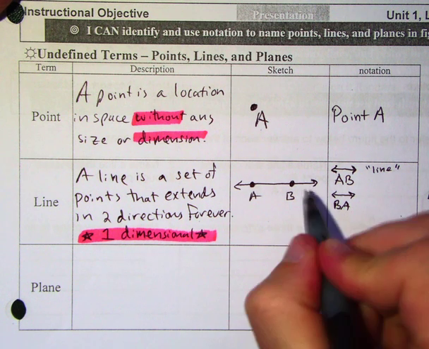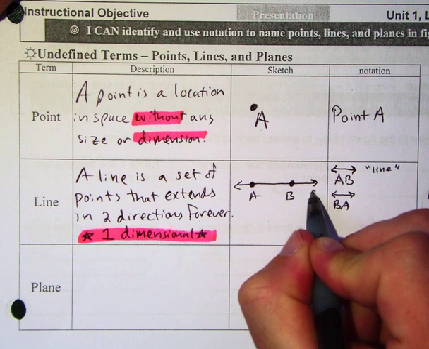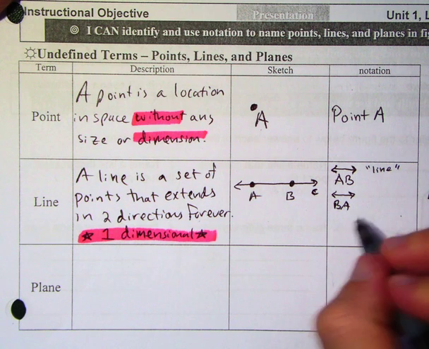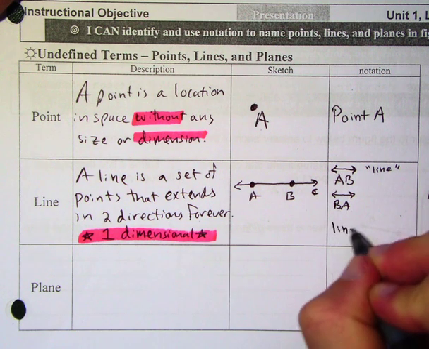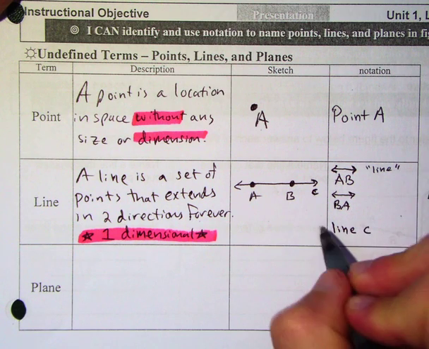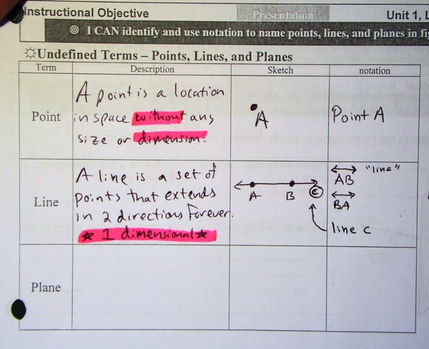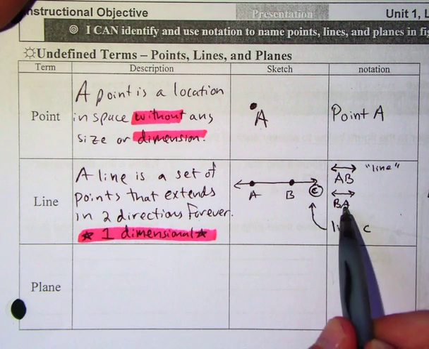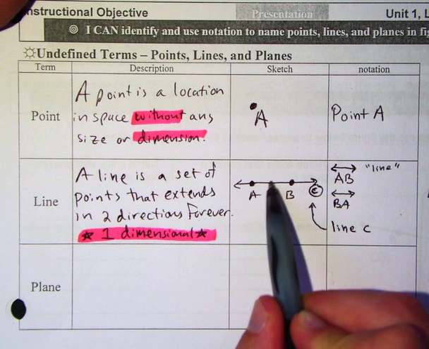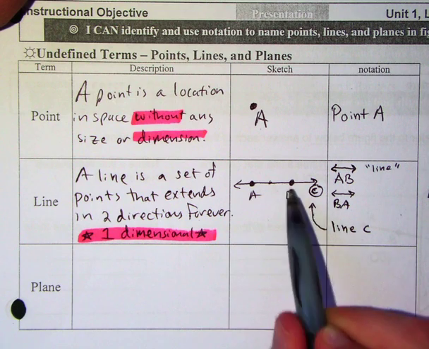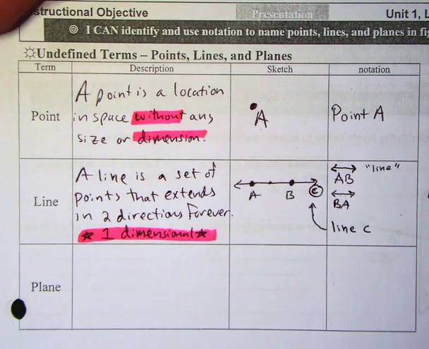There's one last little way. I can put a little lowercase letter at the very end of the line, and I can write line, in this case, C. I can name it with a single lowercase letter. So any of these ways names a line. Do not use 3 points, even if I put another one here. If I put like a D right here, doesn't matter, just choose 2 points on the line to name it.